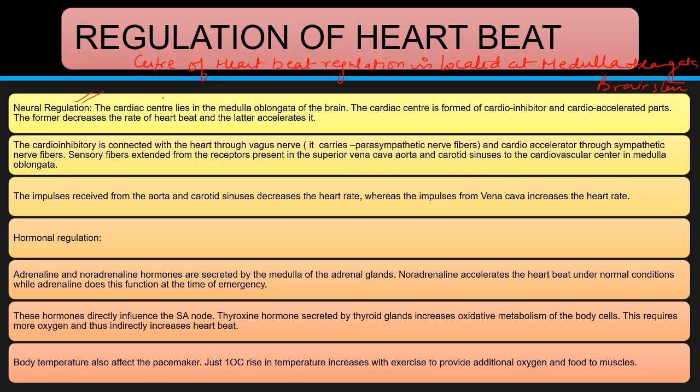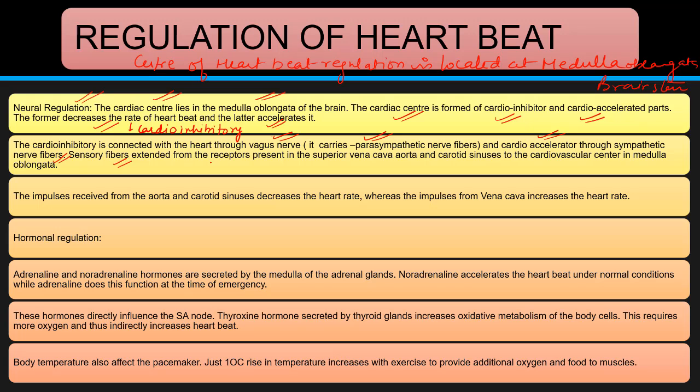Neural regulation. The cardiac center lies in the medulla oblongata of the brain. The cardiac center is formed of cardio-inhibitory and cardio-accelerator parts. The former decreases the rate of heartbeat, that is cardio-inhibitory action, and the latter part accelerates it. The cardio-inhibitory center is connected with the heart through the vagus nerve, which carries parasympathetic nerve fibers, and the cardio-accelerator through sympathetic nerve fibers.